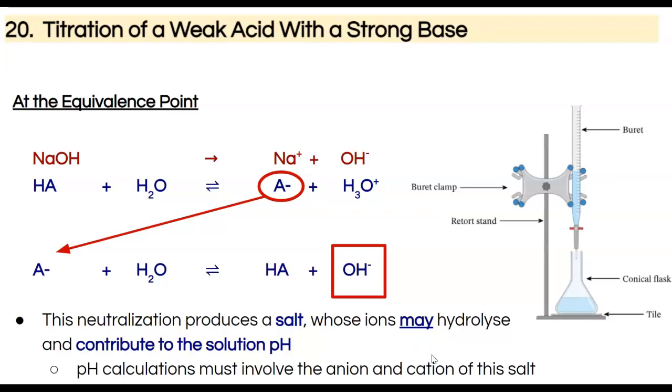For the pH calculations, however, remember that we have to consider both the cation and the anion of the salt. And so our cation in this case would be sodium, and sodium ions don't hydrolyze, so that's not going to contribute to the pH. But if you had a different base, then you might have to consider that as well.